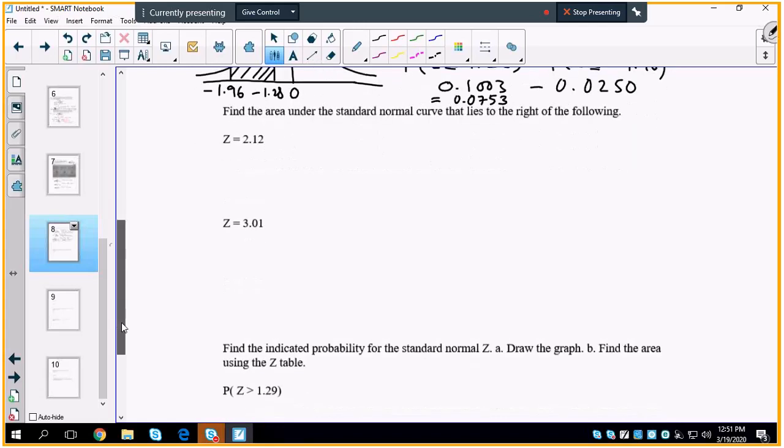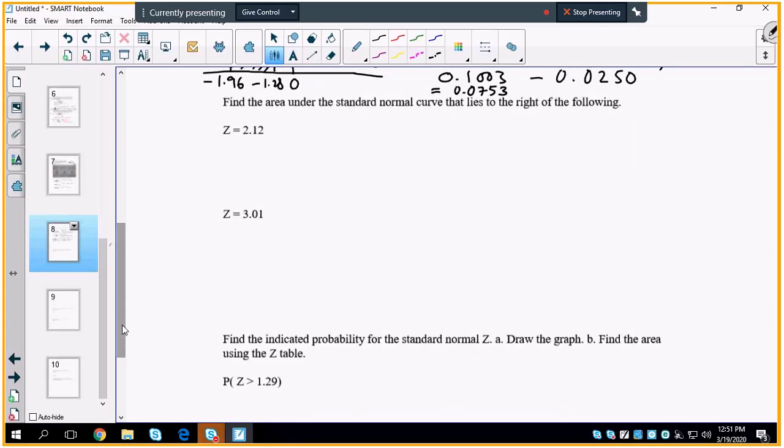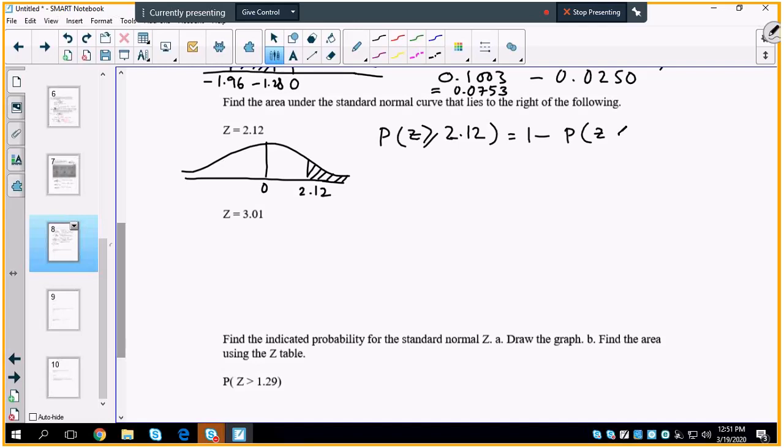How about if I'm trying to find the area to the right? When you're trying to find the area to the right, you will use the z-score, but find the area to the left from the table and subtract from the total area, which is 1, as simple as that. So I want the area to the right of 2.12. Mean is 0, 2.12 is somewhere here on the right. I want this thing. So I write it first. Probability of z, this time you are greater than 2.12, which is 1 minus probability z less equal to 2.12.